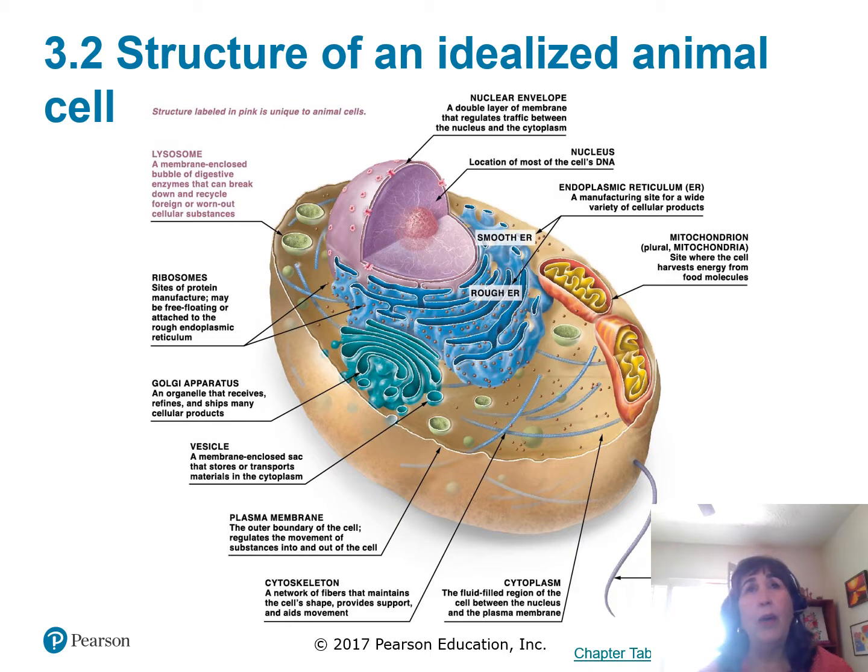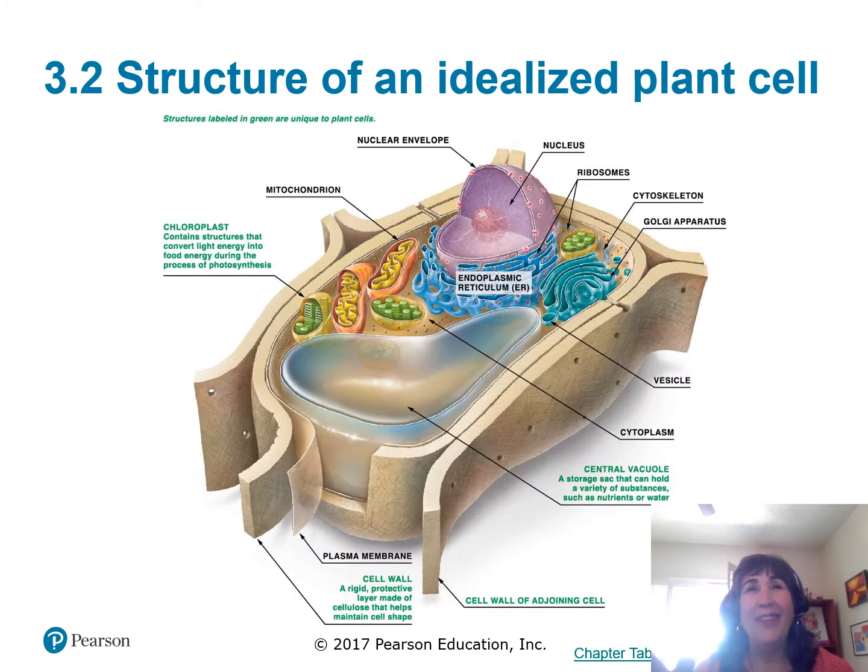So this is what an idealized animal cell looks like. A plant cell looks very similar to an animal cell, but there are some major differences, and it's obvious. And you can see it listed in green. First of all, there's a cell wall, and you don't see cell walls in animal cells. If I had a cell wall around each of my cells, I'd be walking like a robot, right? I'd lose all of my flexibility.